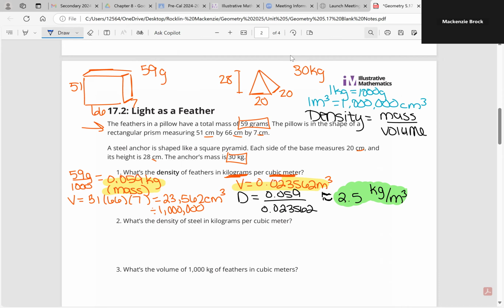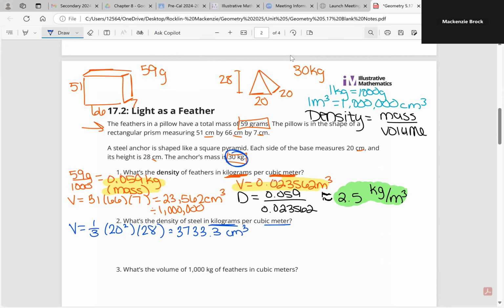Okay, let's look at the steel one. What's the density of steel in kilograms per cubic meter? That's nice. They gave us kilograms on that one. So the only thing I'm going to have to convert here is the volume. So let's go ahead and find the volume of the pyramid. Remember, volume of a pyramid is 1/3 area of the base. The base is a square, so that's going to be 20 squared. And then the height, 28. So I have a volume of 3,733.3 repeating, and that's cubic centimeters.